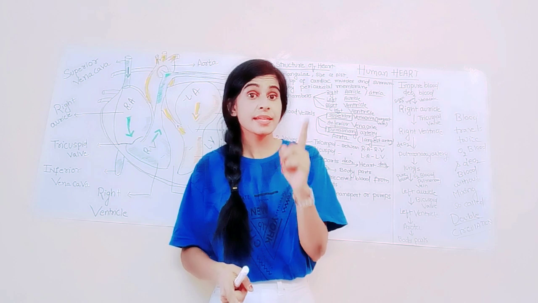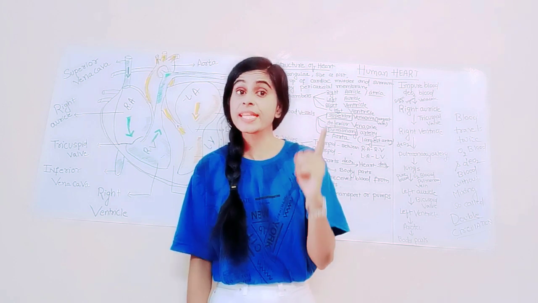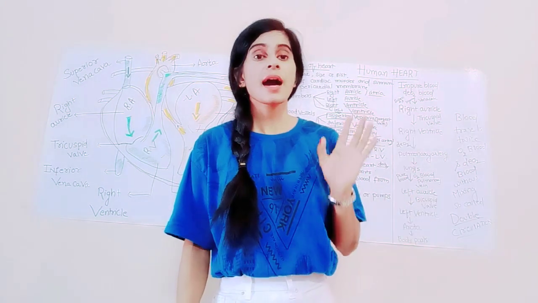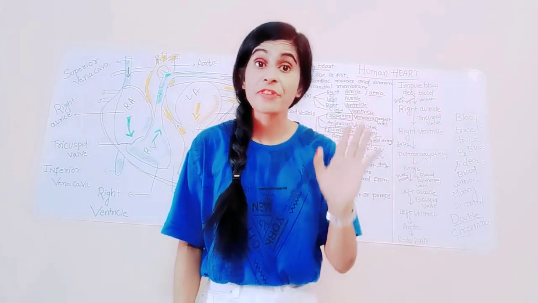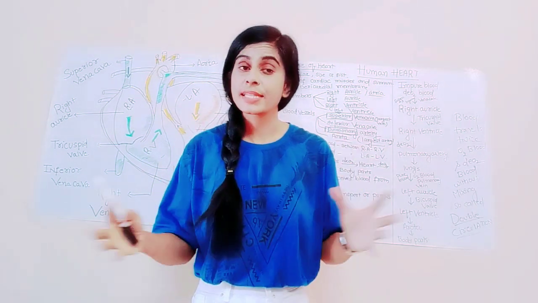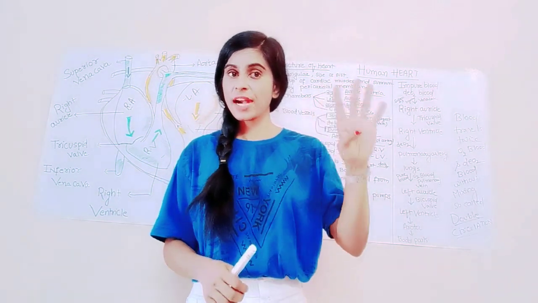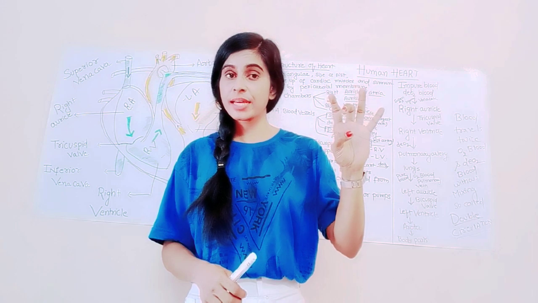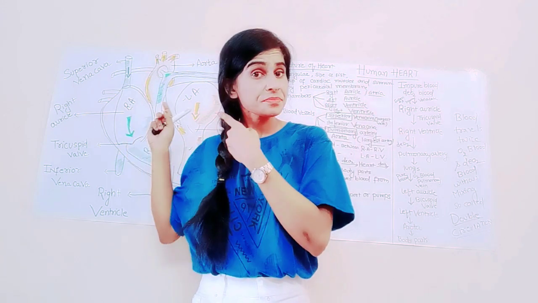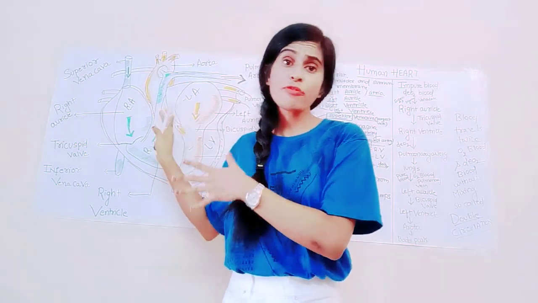Remember children. Your superior vena cava is the largest vein, and aorta is your largest artery. Understood? Four blood vessels: superior, inferior, pulmonary artery and aorta. They participate in the mechanism of the heart.